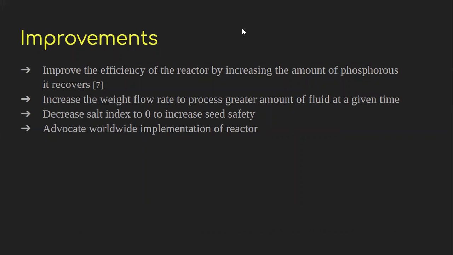Apart from the force calculation we performed just now, we also brainstormed some ways to improve the overall fluid reactor system. We thought that the efficiency of the reactor should be improved such that the amount of phosphorus it recovers increases so more fertilizer can be made. We also thought that the flow rate through the control volume should be increased to process more fluid at a given time. The reactor should also be redesigned to ensure that the salt index of the fertilizers is 0 so that the plants are safe. Lastly, this technology is relatively new and should be implemented at more wastewater treatment plants.